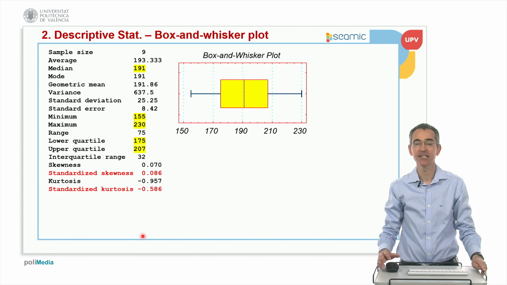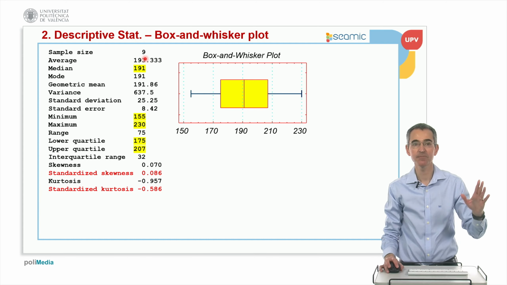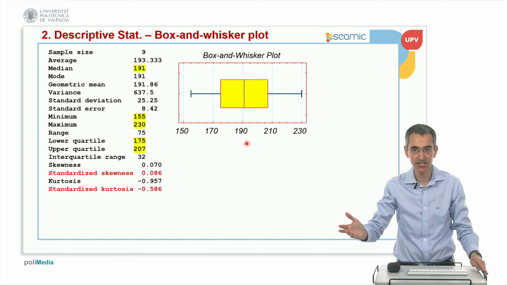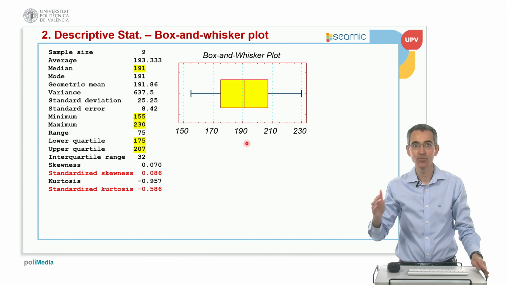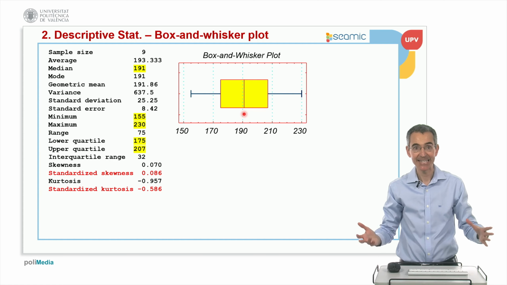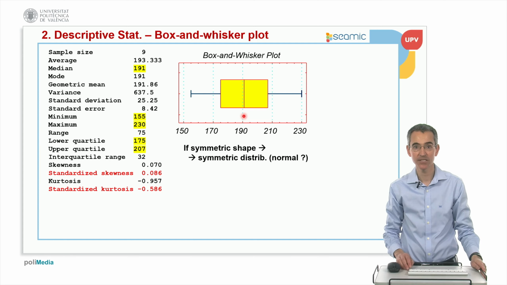So this is the shape of the box and whisker plot. Important: remember that I'm just building this plot with 9 values, which is a very small sample size. But the shape of this box and whisker plot is symmetric. The main advantage of this plot is that it provides information about the type of distribution when the sample size is small. For example, here the shape is more or less symmetric, so I can say that the type of distribution is symmetric.